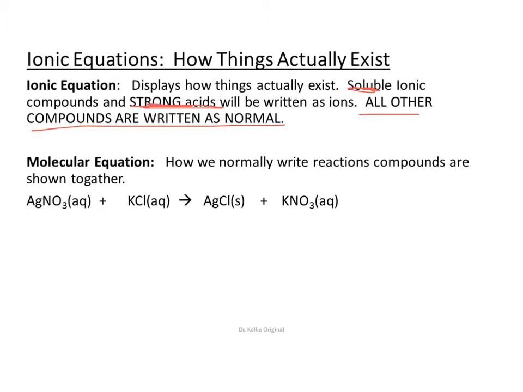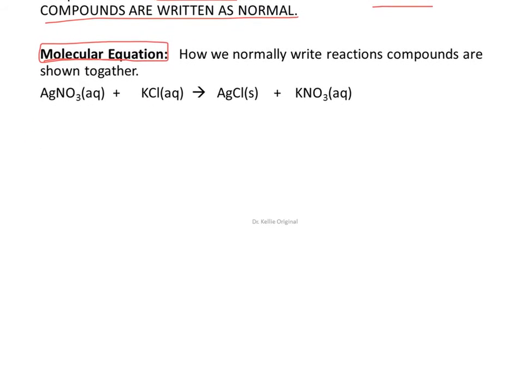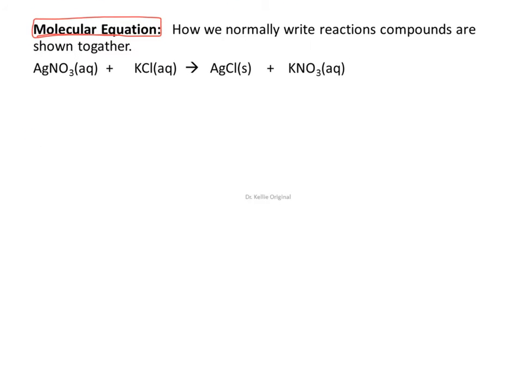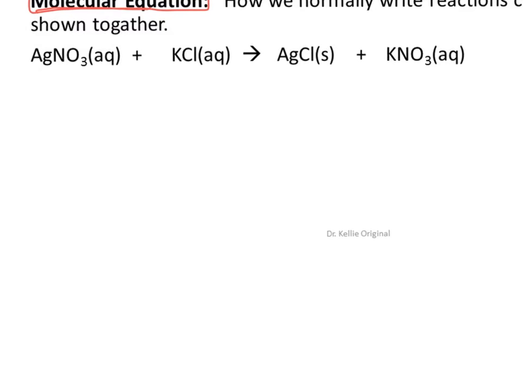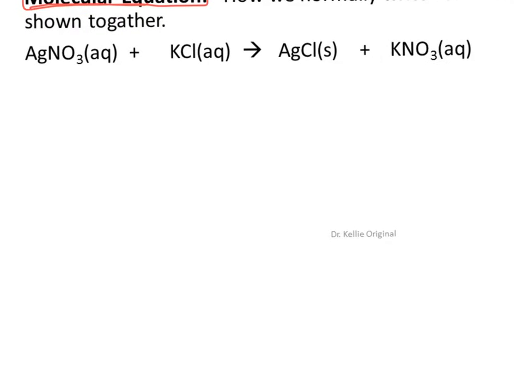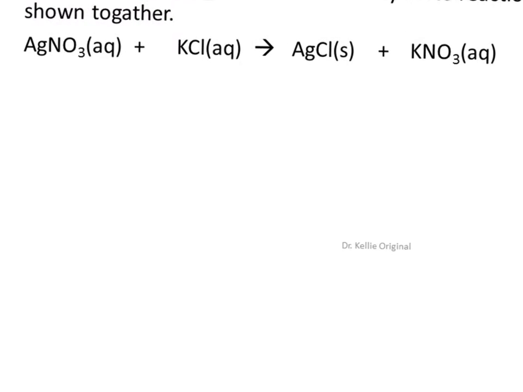How we normally write equations, how we're used to seeing equations, actually has a name. Those are referred to as molecular equations. A molecular equation is how we normally write things, and all compounds are written as compounds. Let's take a look at the molecular equation for the reaction of silver nitrate and potassium chloride. This is the molecular equation.